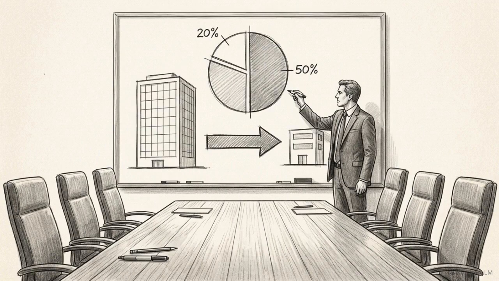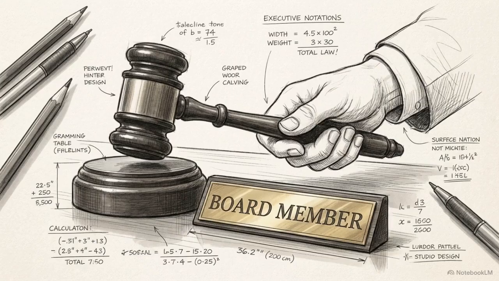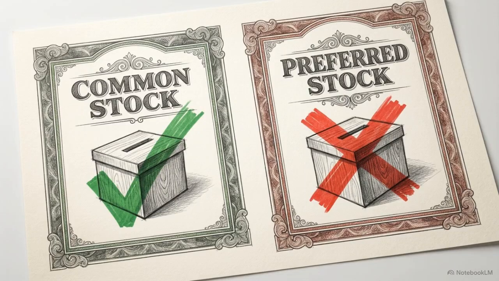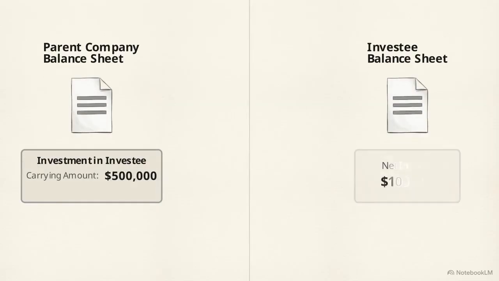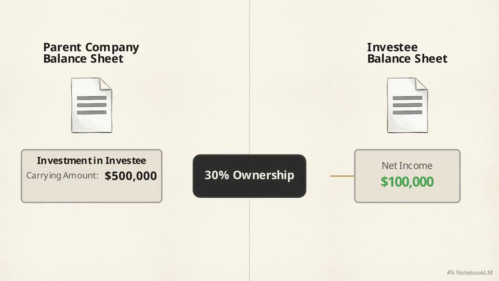Equity investments require the equity method when a company holds between 20 and 50% of another entity's voting stock. This ownership level is presumed to grant significant influence over the investee's operations. While common stock confers this influence, preferred stock is usually non-voting and therefore does not factor into this calculation. Under this method, the investor recognizes its proportional share of the investee's earnings, which directly increases the investment's carrying amount on the parent's balance sheet.